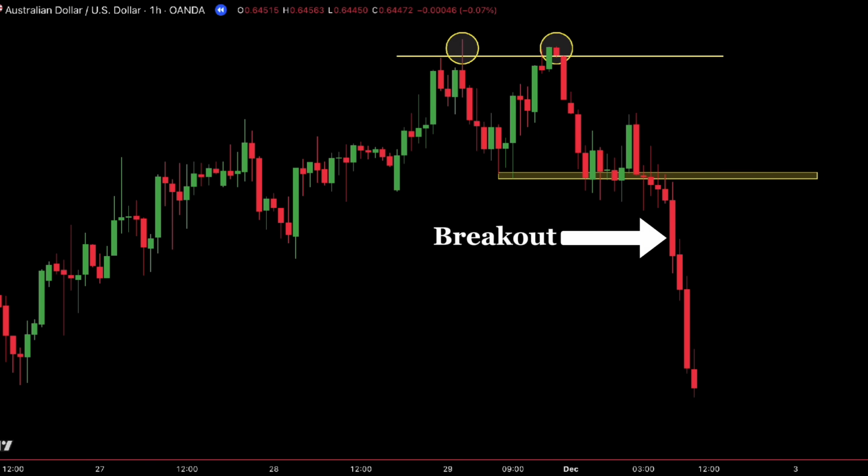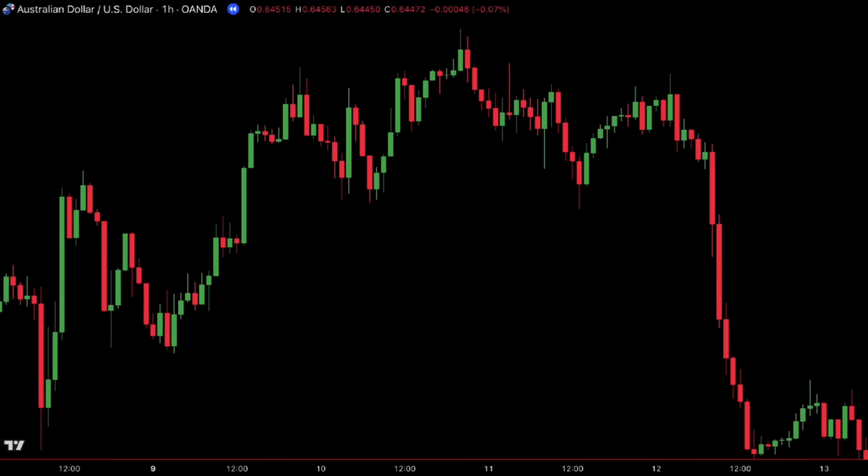What this tells us about market structure: the market was trending up, but buyers failed twice to push higher. This shift in power marks the transition from an uptrend to a downtrend. Look at another chart example.